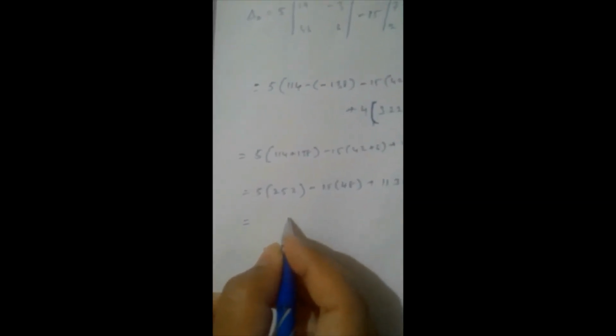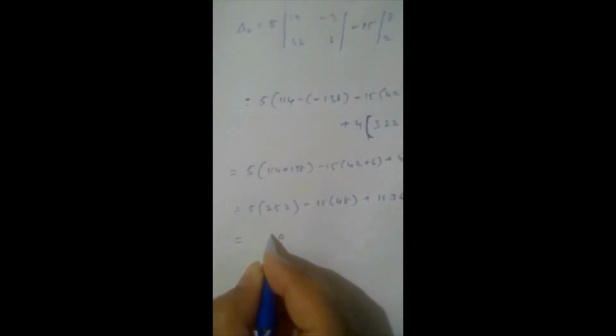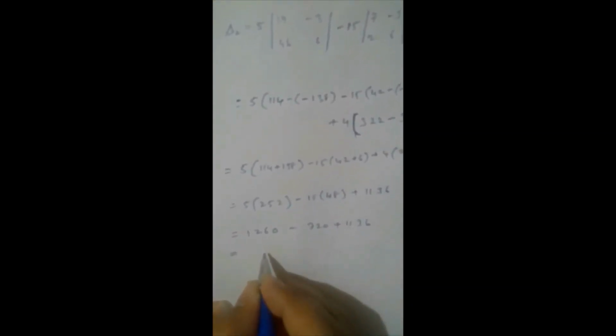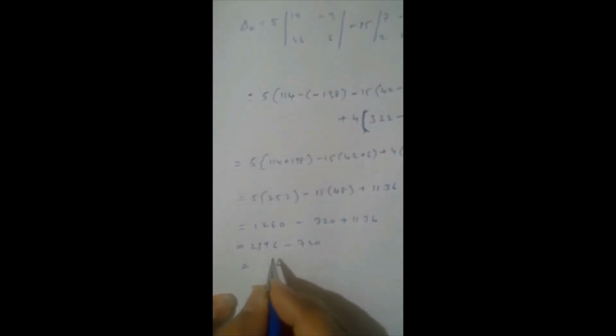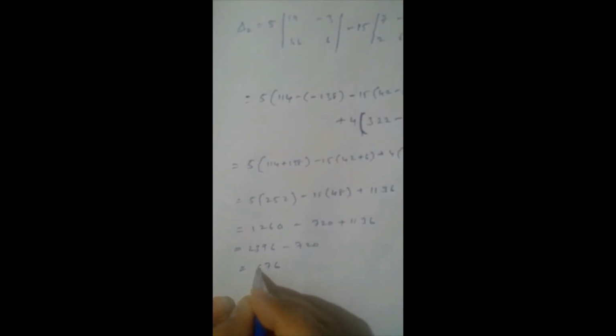Once again it is equal to 1260 minus 720 plus 1136. Adding these two, we will get 2396 minus 720. Once again it is equal to 1676. This is delta 2.